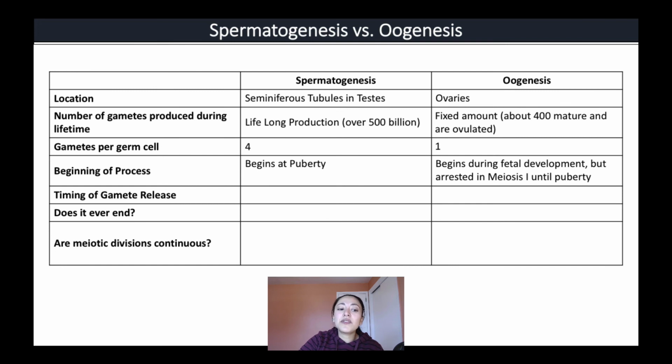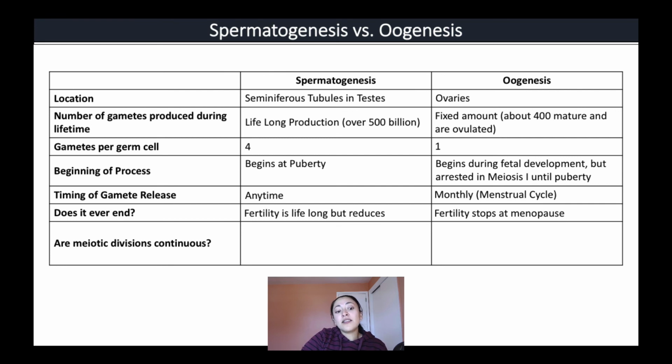What about the timing of gamete release? For spermatogenesis, it's any time. In oogenesis, however, it's only monthly, so it has to follow the menstrual cycle. Does it ever end? Spermatogenesis doesn't end, however, fertility may be reduced as males get older. Oogenesis, on the other hand, does stop eventually. Fertility stops when women reach menopause, and this occurs because there aren't any follicles left inside the ovaries.